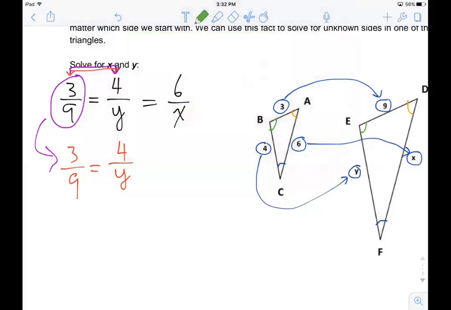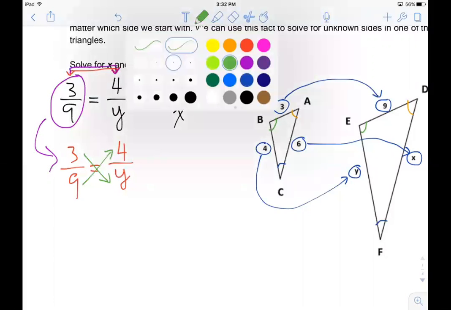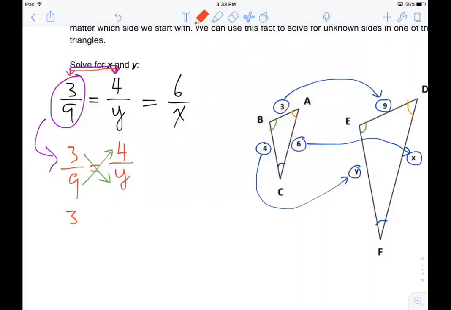Well, the easiest way to go about something like this is using a method called cross-multiplying. And cross-multiplying says that when I multiply the numbers in these 2 fractions in a crisscross pattern, like so, the 2 results that I get will be equal to each other. So when I do 3 times y, for now, I'm just going to call that 3y. On the other side, when I do 9 times 4, I get 36. So now that crisscross multiplication method has given me 3y is equal to 36.